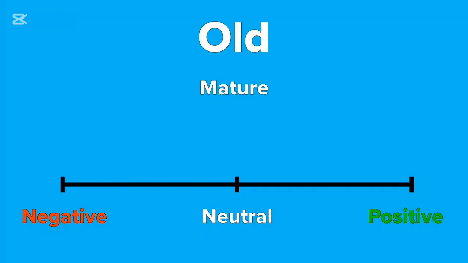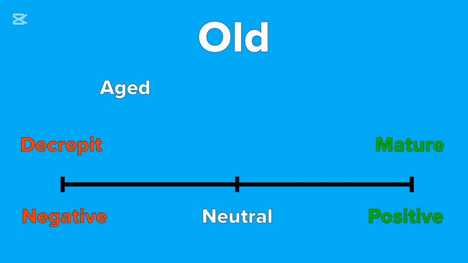For example, we have the word mature. We have the word decrepit and aged. The word decrepit can be harsh and rude. It definitely has more of a negative connotation. Mature, on the other hand, is more positive. It might represent somebody as wise or skilled. Aged falls more neutral because we don't associate it with a positive or a negative connotation.